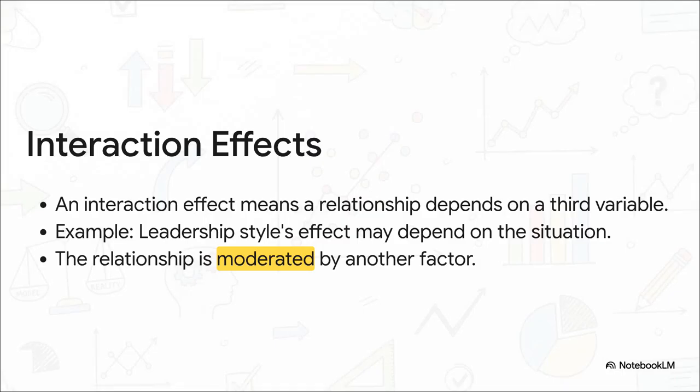And in statistics, we can actually model that. It's called an interaction effect. Our source material from McGuinness uses a great example, leadership. A very direct, top-down leadership style might be exactly what you need in a crisis. But for a creative project, it would probably be a disaster. The situation changes the effect of the leadership style. Capturing these "it depends" moments is how we build models that actually reflect reality.